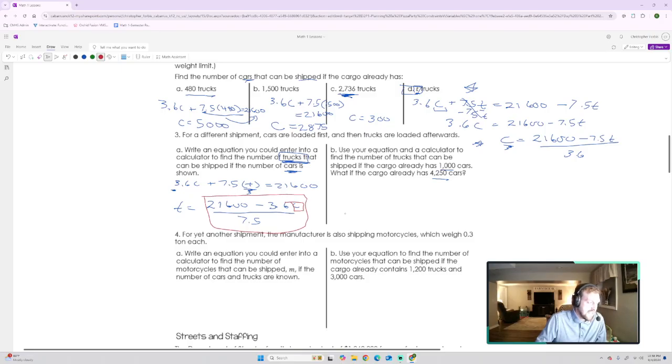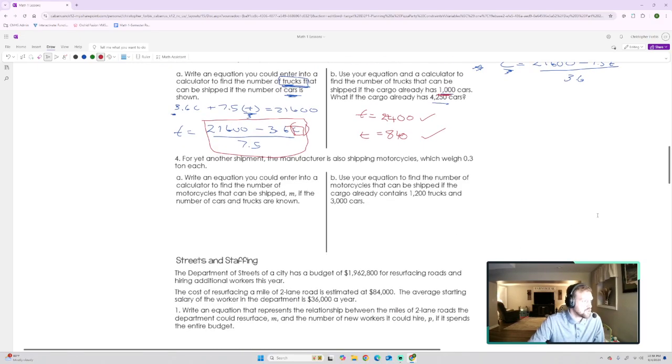Plug in exactly as you see it. Do it in Desmos, whatever you want to do, and then plug in 1,000 for C. Make sure you put that number in parentheses so it knows that you're multiplying. Take a second, pause the video, do that. When I plug in 1,000, I'm getting that T equals 2,400. And when I plug in 4,250, I'm getting that T equals 840. Double check my math, but I'm pretty sure that's right.